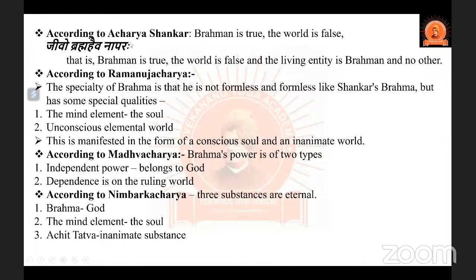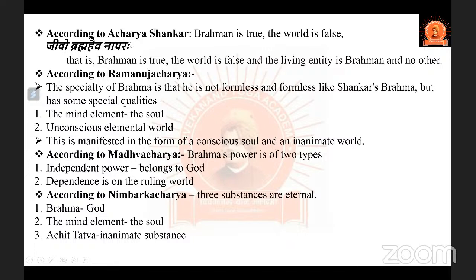And Ramanujacharya says that the speciality of Brahma is that he is not formless, unlike Shankara's Brahma. Shankara says that only Brahma is present, he can't be seen, and he does not have any form. Whatever is present in this world is just Brahma. There is nothing else like Atma or whatever other things we call.